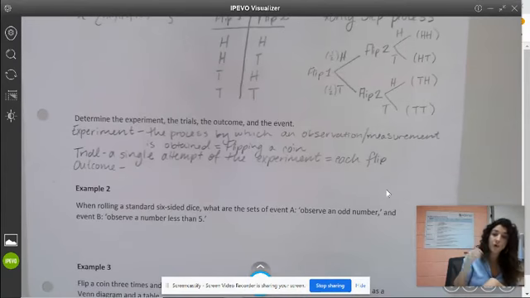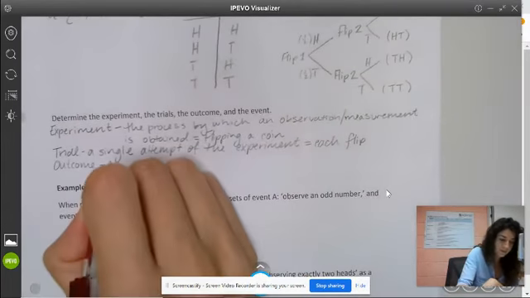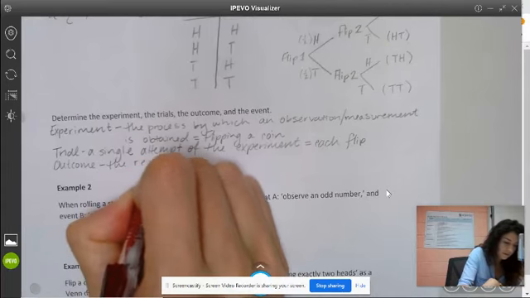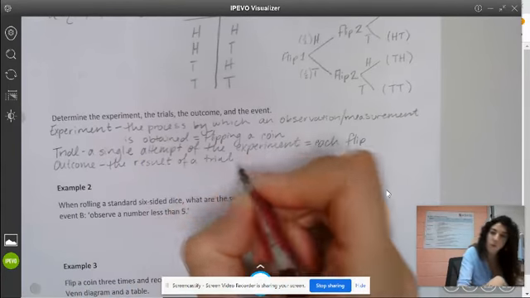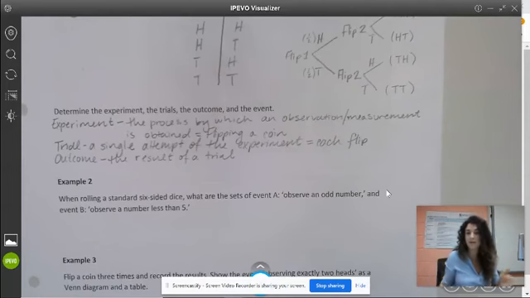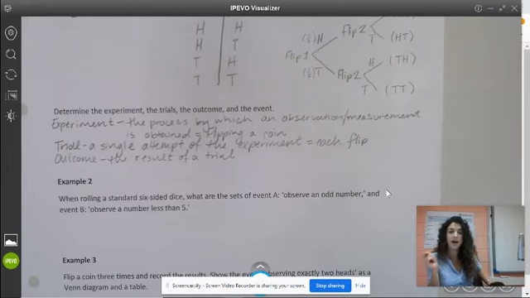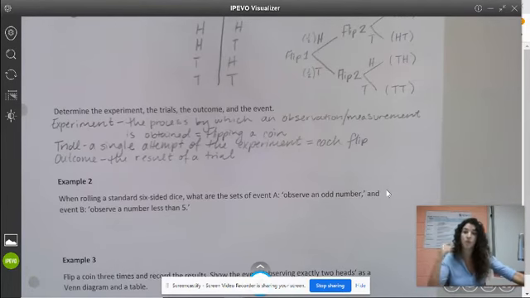The outcome is the result of a trial. So typically only one result, if there's a sequence of trials that we do to represent the entire experiment, it's just one particular result. So just one head coming up or one tail coming up in the flipping of our coins.